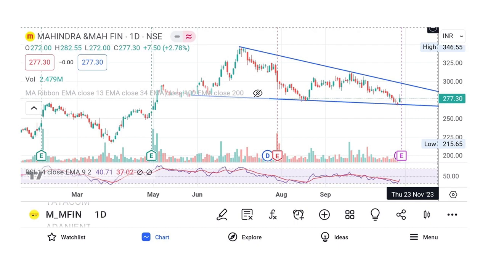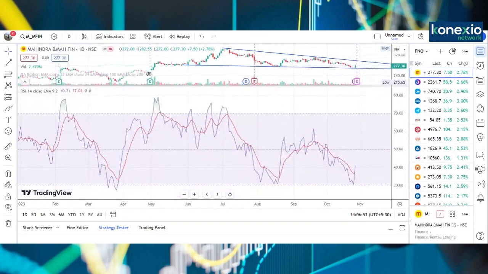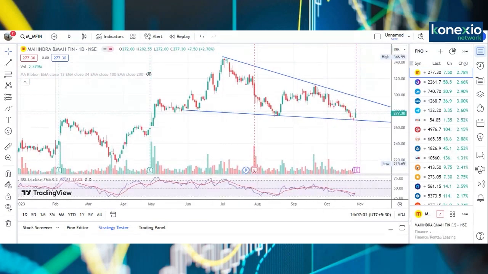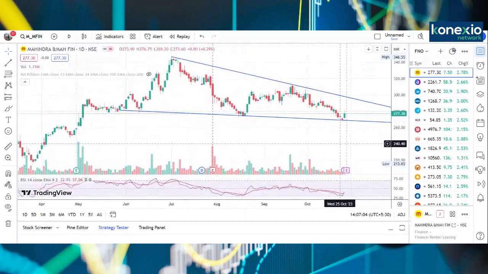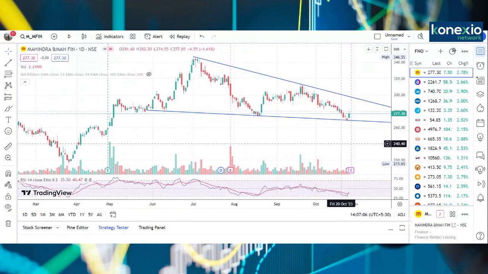RSI has given a positive crossover. You can clearly see it on the daily charts. Let me stretch this RSI. You can clearly see RSI has also given a positive crossover. The stock has formed a bullish engulfing pattern at this juncture. Still, the breakout has not happened, but looking at this particular setup, we feel that maybe in the next couple of trading sessions, we might see M&M Financial witnessing a triangular breakout from this particular pattern formation. So the stock can give a decent return from these levels.